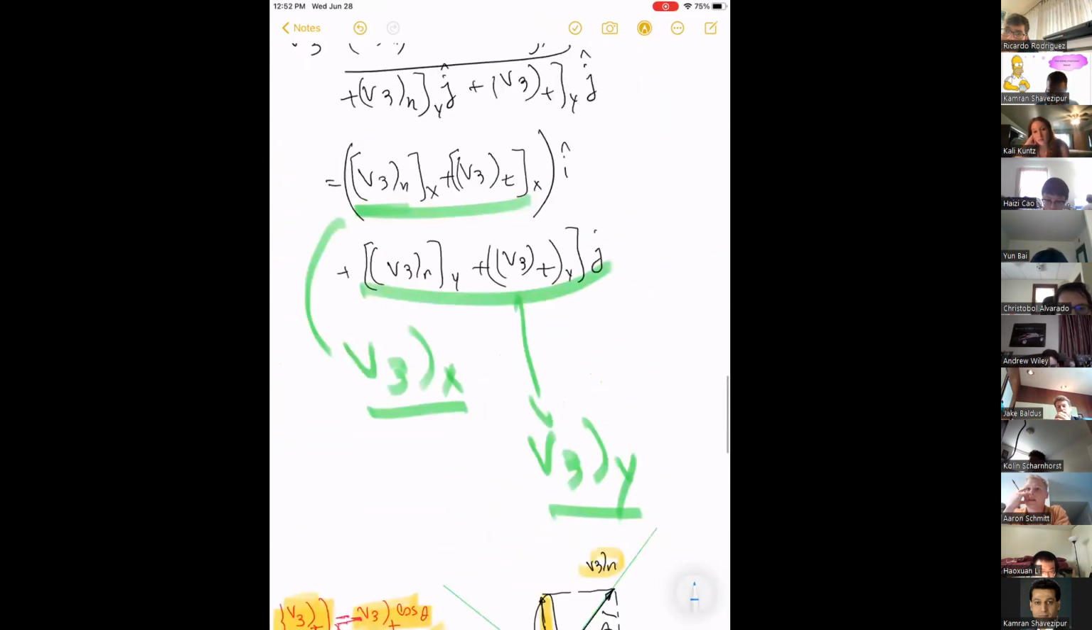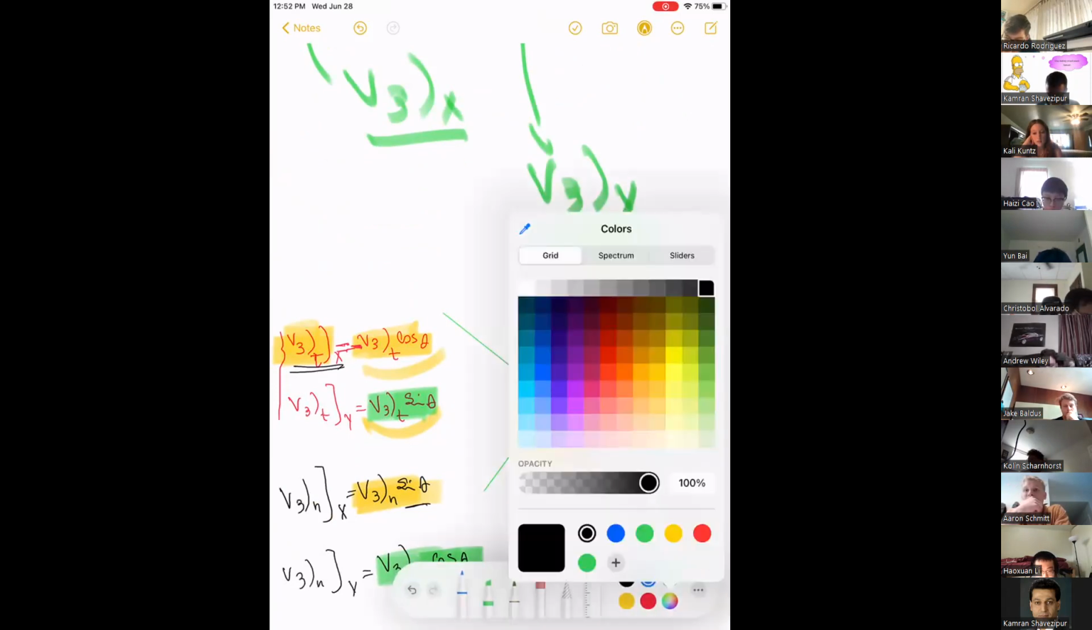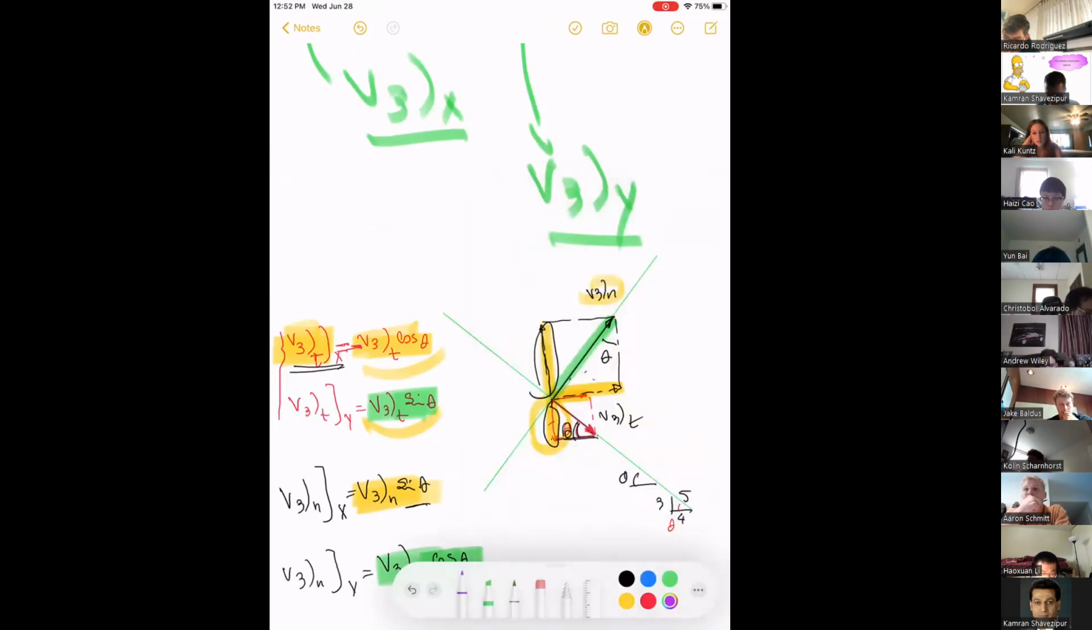Okay, good question. Here, look at here. This is the vertical component of velocity, right? Look at here. All right. When I project this, I get positive X and positive Y, right? Yeah.